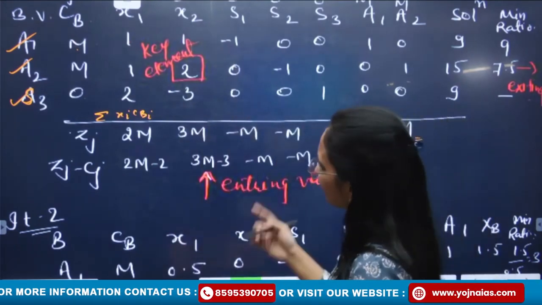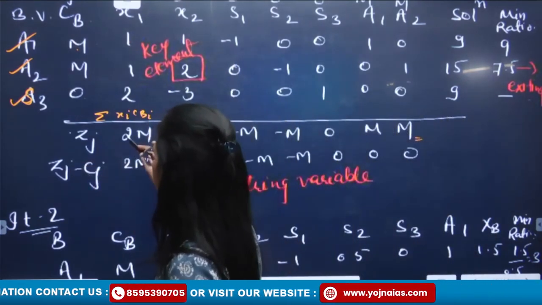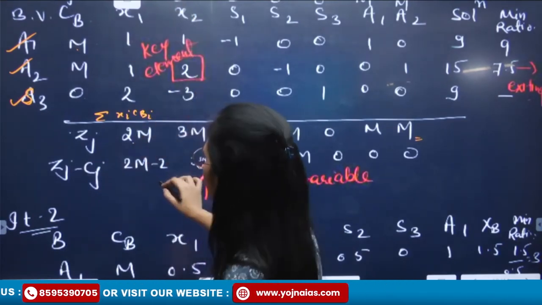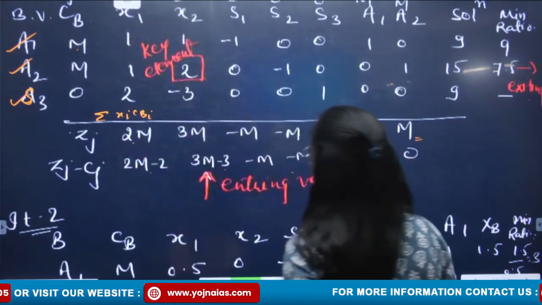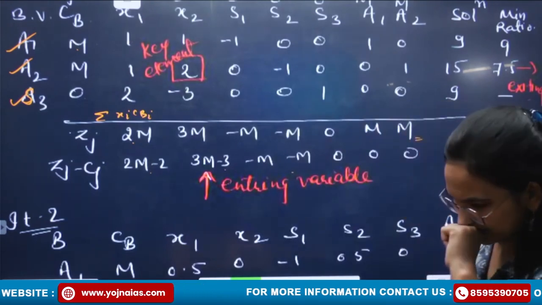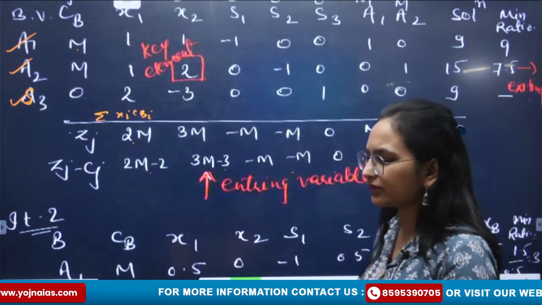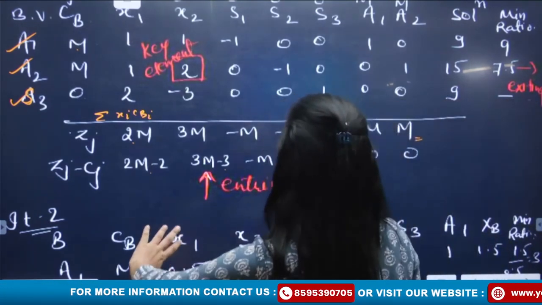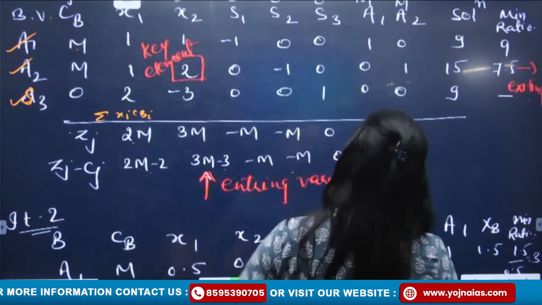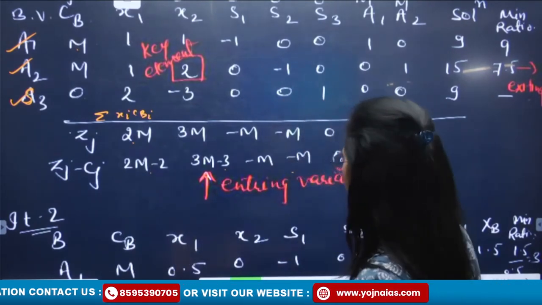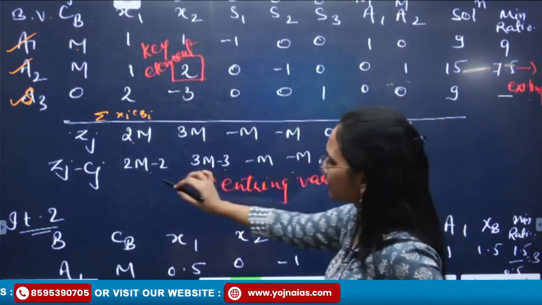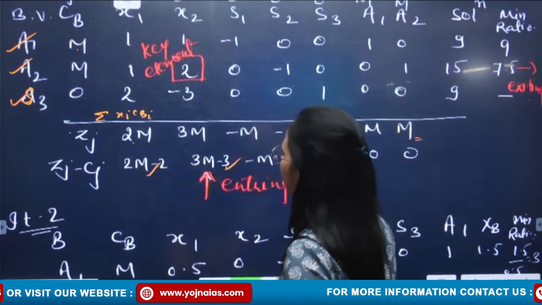Okay, after that we require zj minus cj, that is isme se wo wala subtract karenge, and these are the coefficients. And the optimality would be achieved if all the coefficients here turn out to be negative. But we are seeing that they are not turning out to be negative because this is a positive number, this is a positive number. So what will we do?